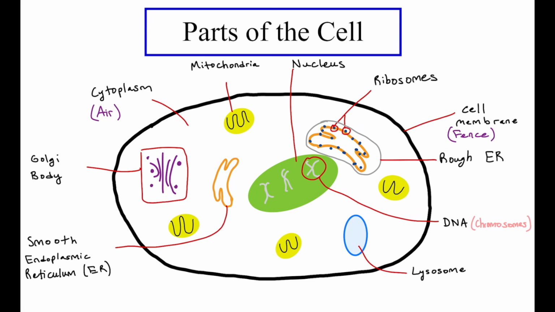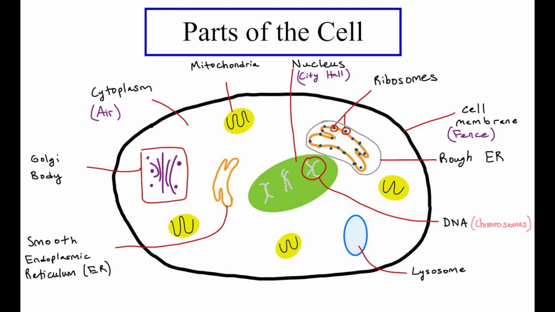The next example I have drawn here is a cytoplasm. So as I said before, the cytoplasm was kind of like a pool of water. It's where everything floats around. So if we think of the cytoplasm kind of surrounding everything, I like to think of the cytoplasm as just being the air of the city.